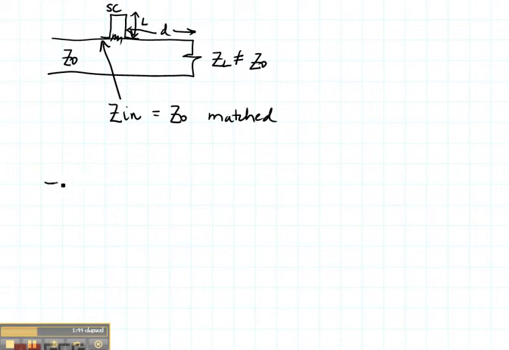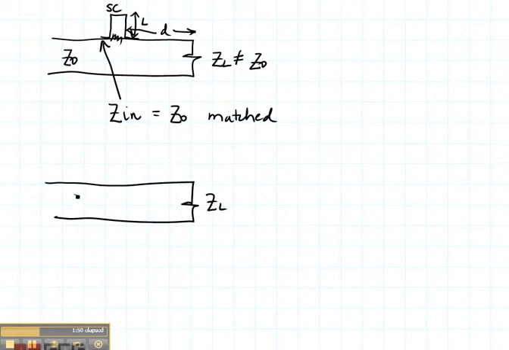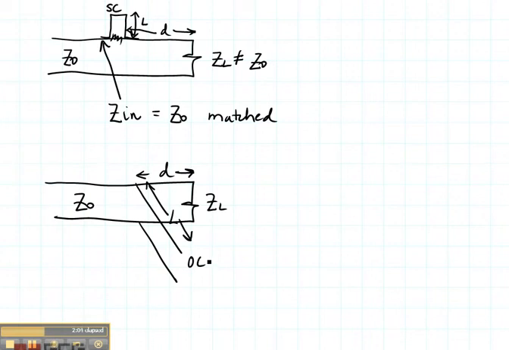Another way to do this is to use a parallel stub. That's again where our load is not equal to our characteristic impedance, and we just put a stub in parallel. Again, we design D, and we design L, and this one is shown as an open circuit. Here's the basic idea behind stub matching.